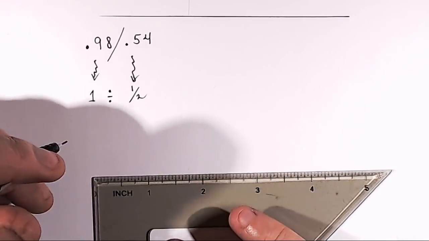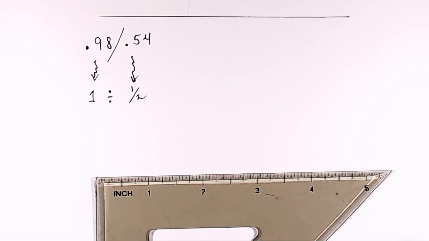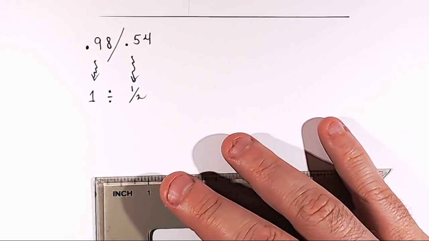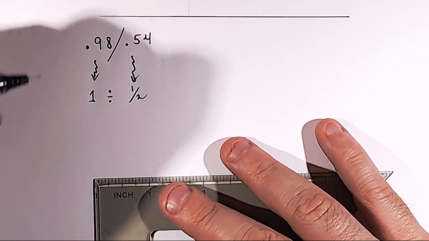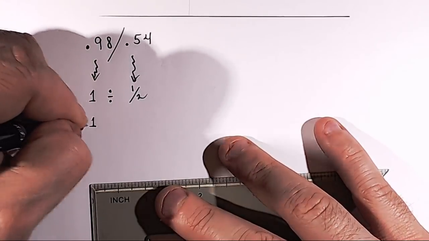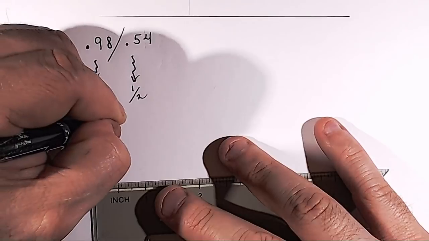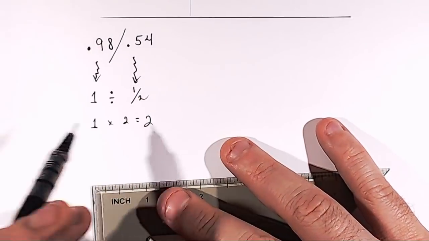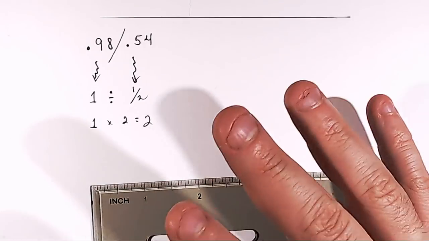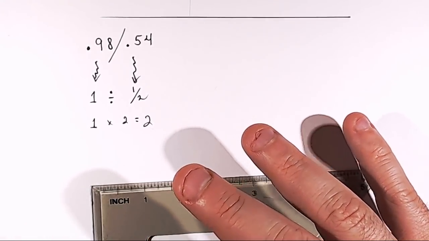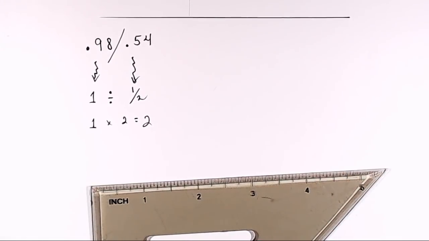Remember, if you're going to divide by a fraction, you multiply by its reciprocal. So 1 divided by 1/2 is the same thing as 1 times 2 over 1, or 2. So 1 divided by 1/2 is 2. So what we're looking for is a number that is close to 2.